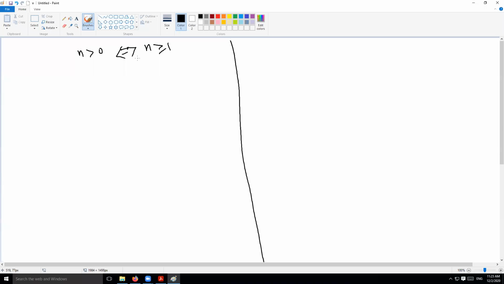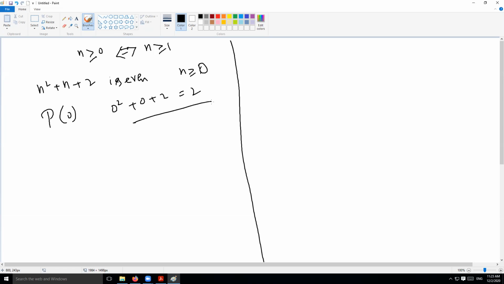When it is given greater than or equal to 0, for example, you have to prove a statement. This n square plus n plus 2 is even is true not only for n greater than or equal to 1, but also for n greater than or equal to 0. Because if you take p of 0, it is 0 square plus 0 plus 2, which is even.